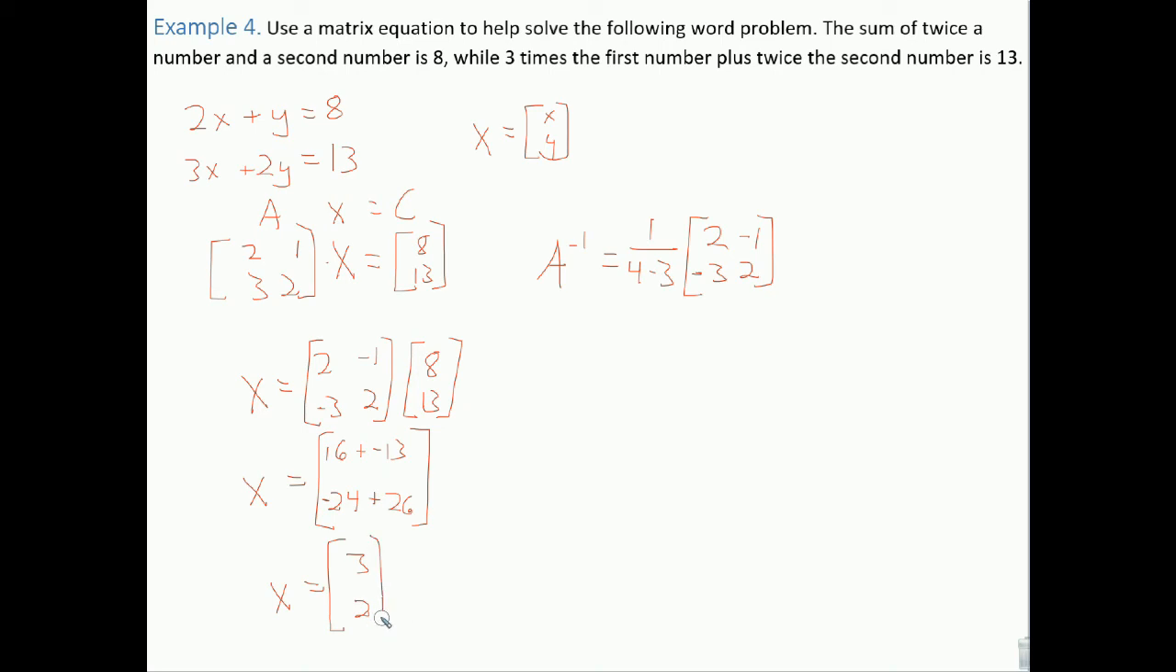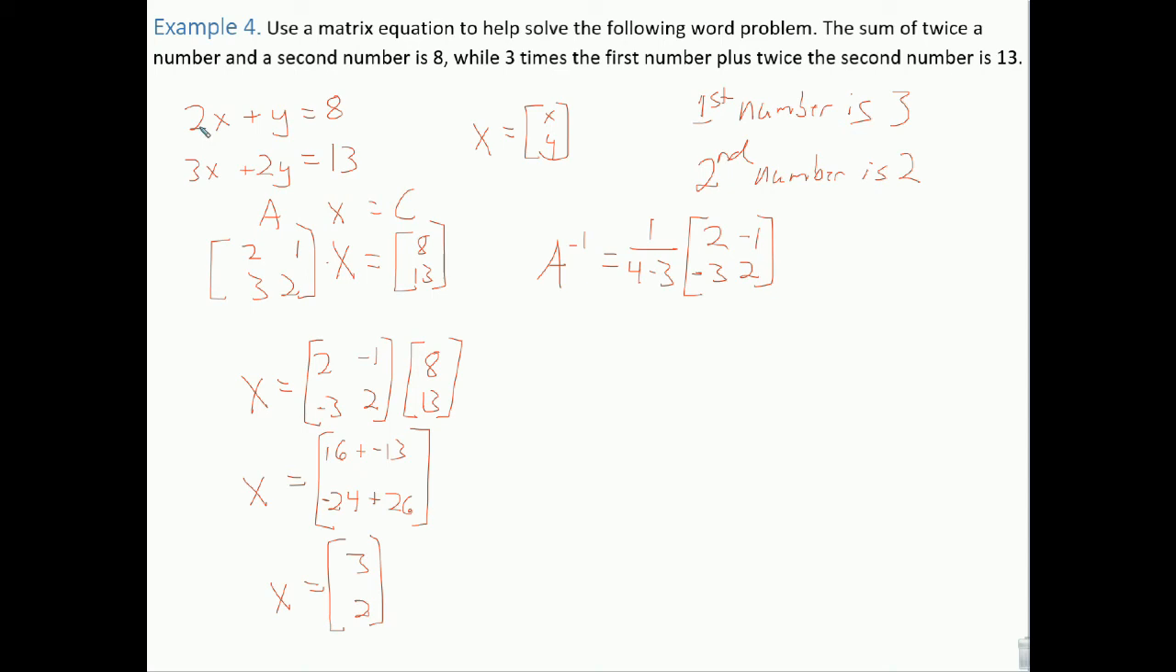Now we use this to solve the word problem. What does this X equals 3, 2 mean? Coming up here, we said our matrix X was equal to our x value and our y value. So our first number from the word problem is 3, and the second number is 2.